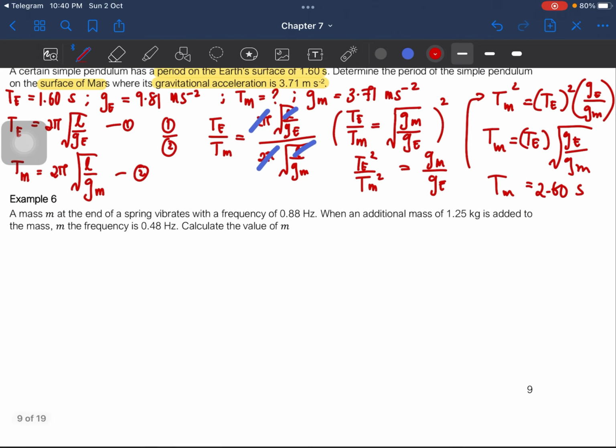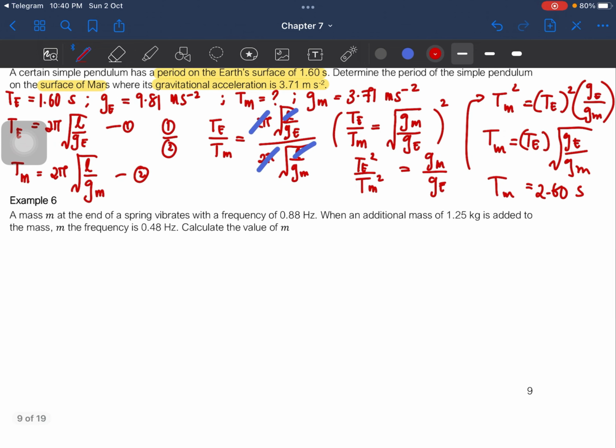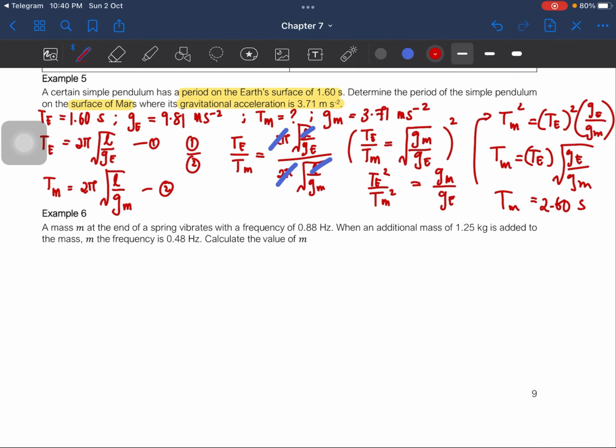Enough. Next, example number 6. So now there is a mass at the end of a spring. So this is a mass spring system. The question gives us a frequency of 0.88 Hz, and then an additional mass of 1.25 kg is added to the mass. The frequency is 0.48 Hz. So we have to determine the value of M. So we need to look at both situations for a question like this.